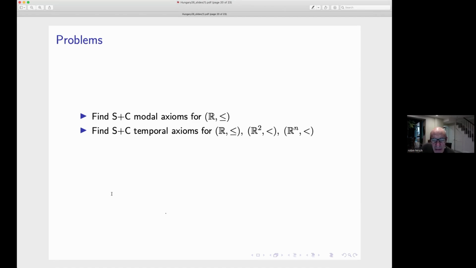But then we come on to these Minkowski spacetimes. We don't have sound and complete temporal axioms for any frames at all with at least one space dimension. So let's try to find some, have some ideas of some axioms, but we don't have a complete proof. I mentioned that we don't have even undecidability. We haven't proved this for higher dimensional frames.